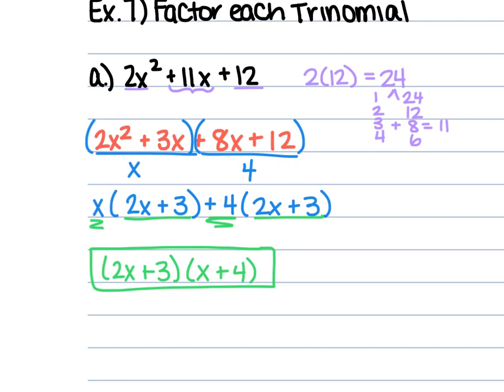So again, we're multiplying our a and our c, getting the two factors that add up to be our b, rewriting as a polynomial with 4 terms, and then factoring by grouping.